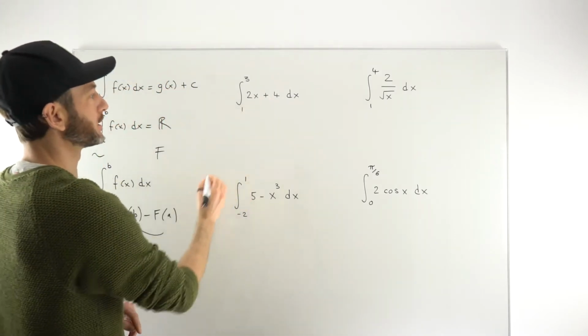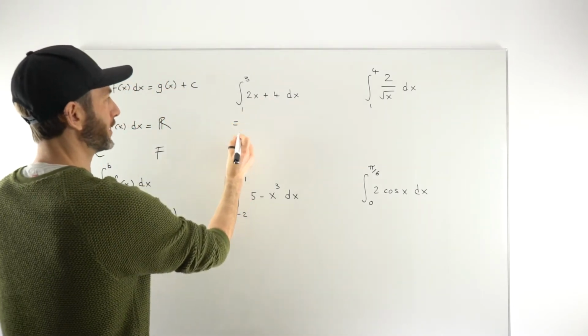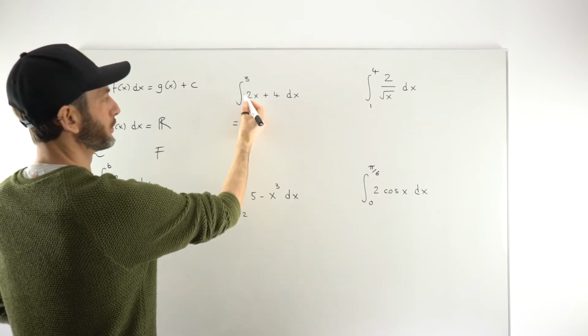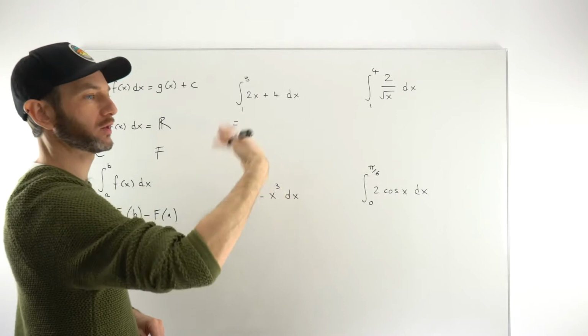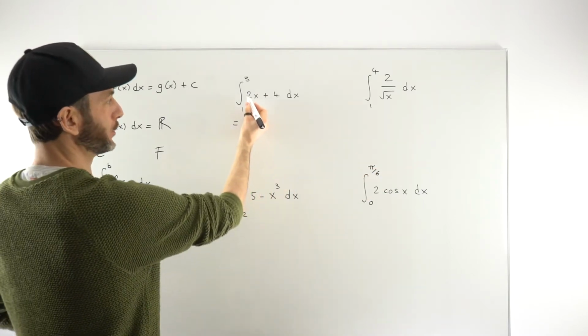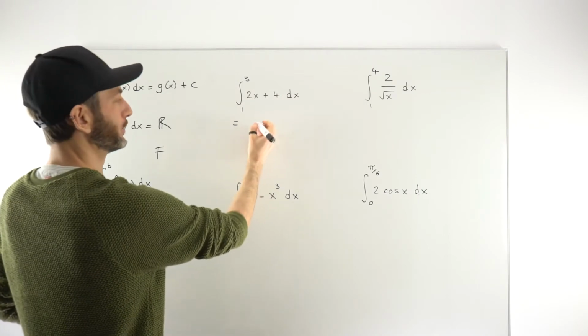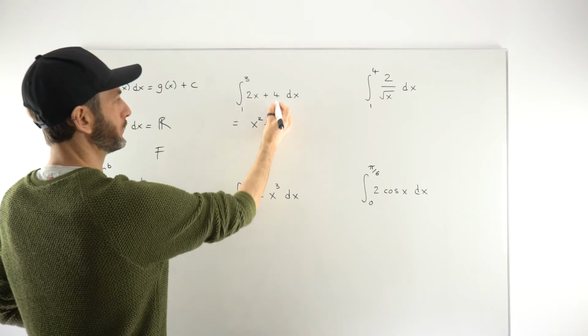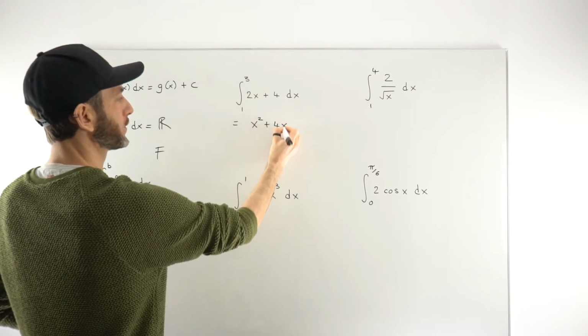So let's just jump into these examples. How do we integrate? Well, we can use the power rule here. If you integrate 2x, remember that's 2x to the power of 1, increase the power by 1, that goes up to a 2, divide by the new power, you would end up with 2x squared over 2. That will simplify to just x squared. So this just becomes x squared, and 4 integrates to 4x.